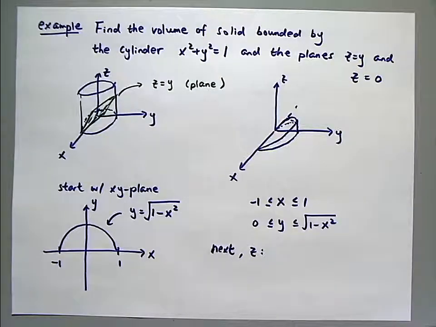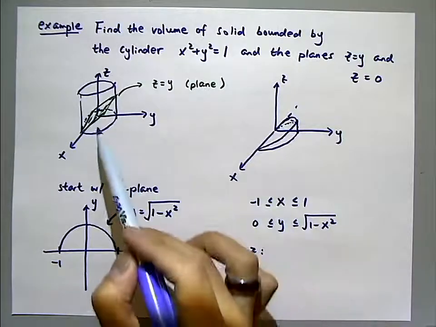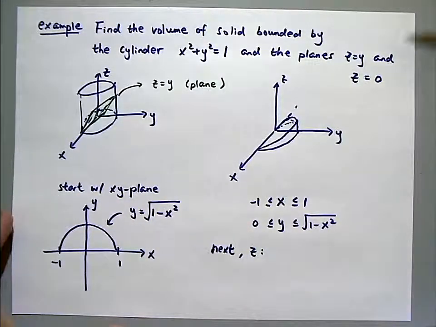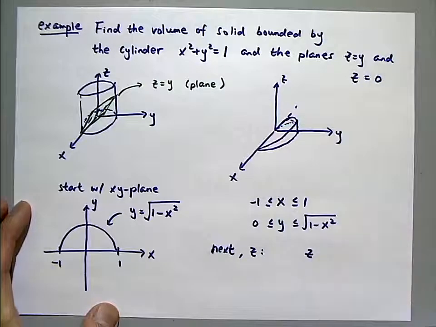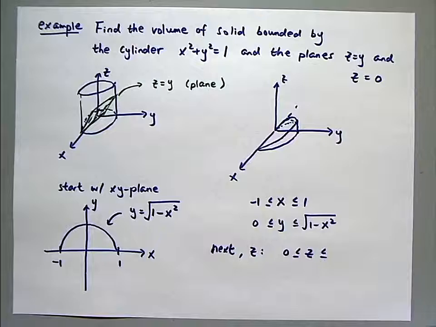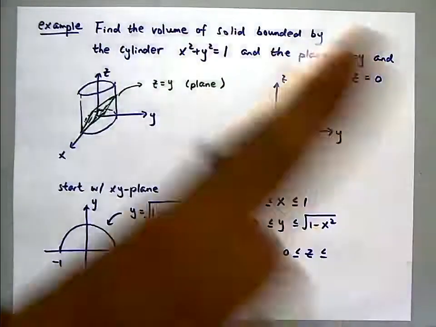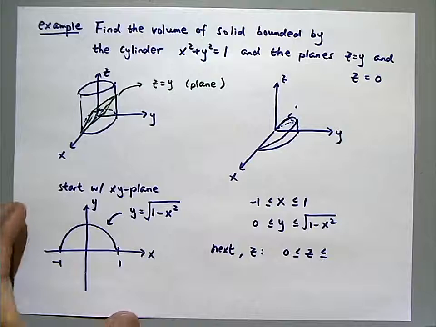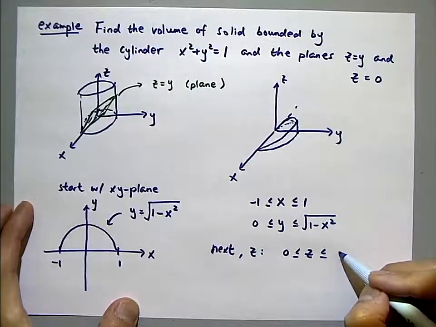Next, once we've determined the projection of the region, we look at the z height now. On this semicircle, there's some kind of z height for each and every point. And z obviously can never go below the xy plane. So that's going to bound below. What about the upper bound? What do you think? y, right? Notice the plane, because of the way it slices, the height doesn't depend on x. It only depends on y.